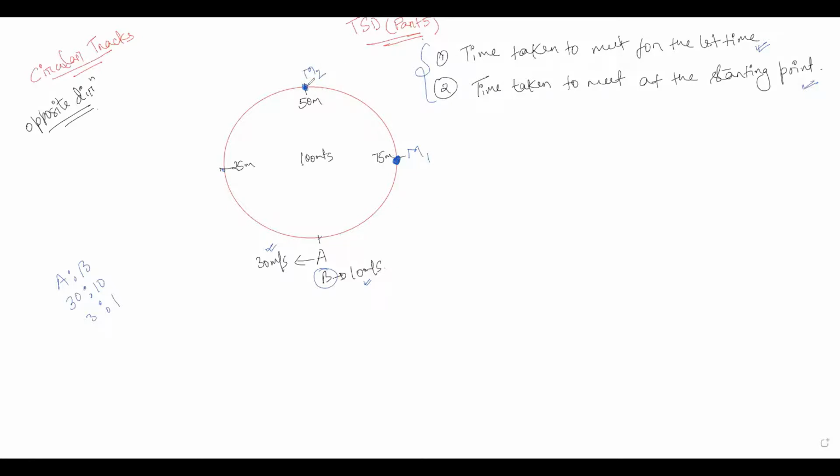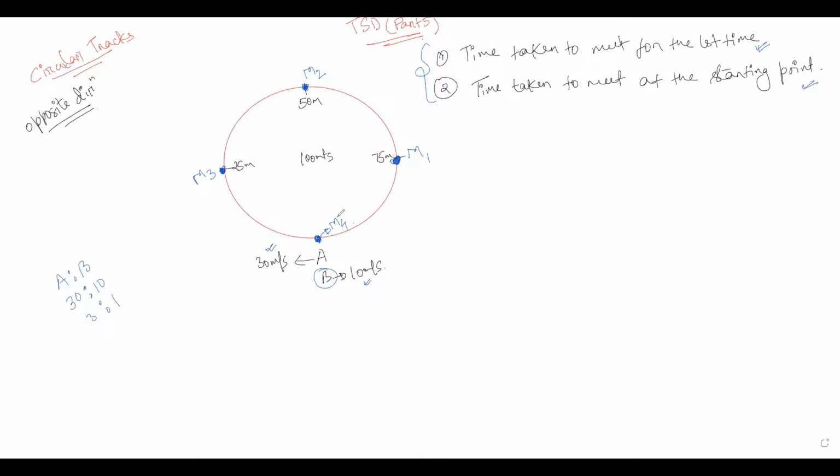In a similar way, A would be traveling 3 parts. So 1, 2, and 3. And B would be traveling in the anti-clockwise direction for 1 part. So this would be the third meeting point. And A would be again traveling 3 parts in the clockwise direction. So 1, 2, and 3, and B would be traveling 1 part in the anti-clockwise direction. So B would be here. So this would be the fourth meeting point, that is at the starting point.